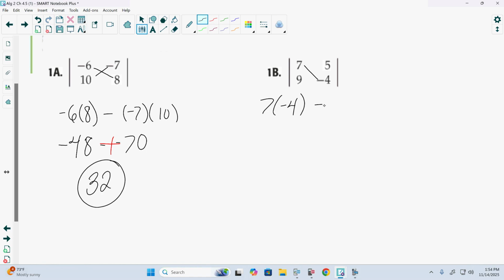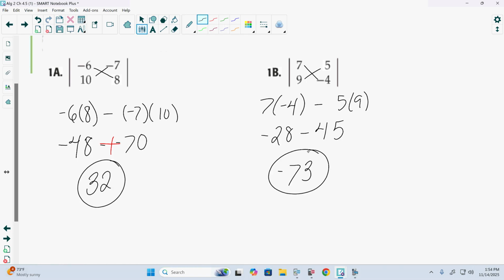Seven times negative 4 minus 5 times 9. Negative 28 minus 45. 5, 6, 7, 8. So 3. Carry the 1. I believe it should be negative 73. You get something different? 27 on the first one? 22. Yes, you're right. Thank you. I forgot to carry the 1. Yeah, because if we add 2 to 8, we should get 50, and then 2 more to get 70. Thank you.